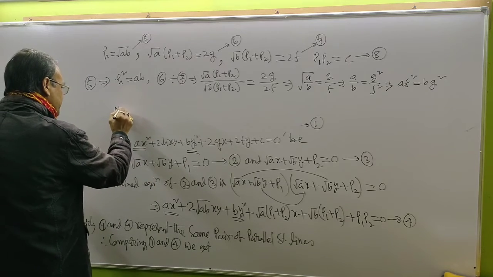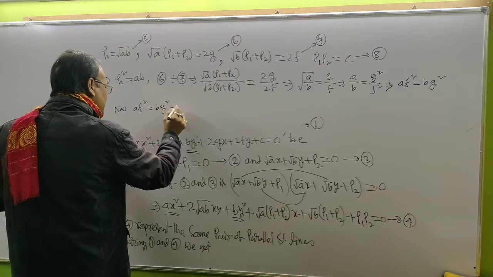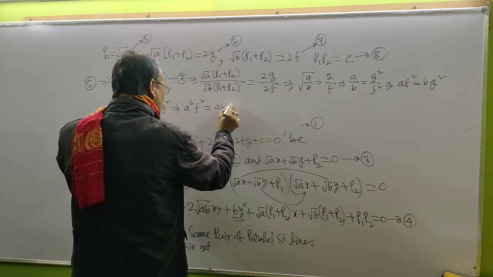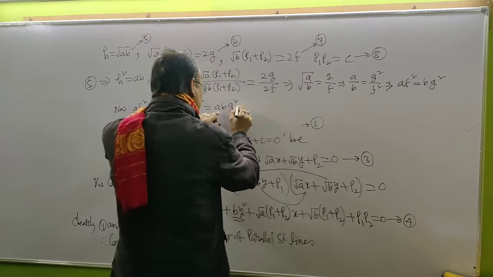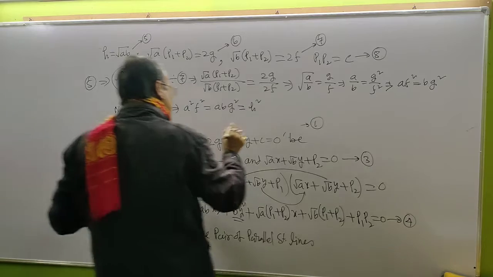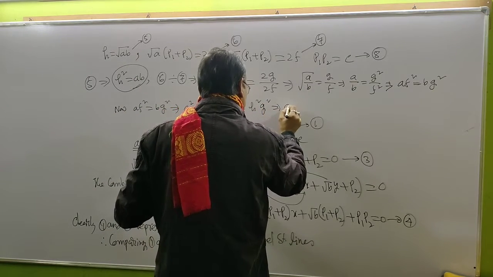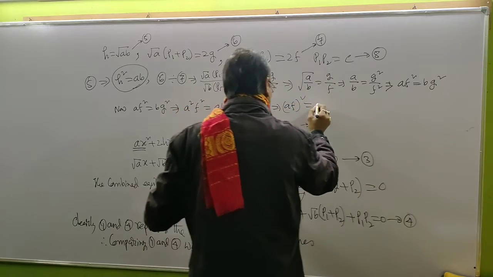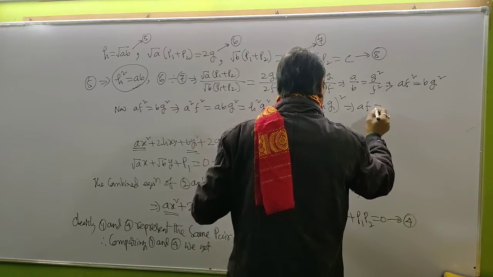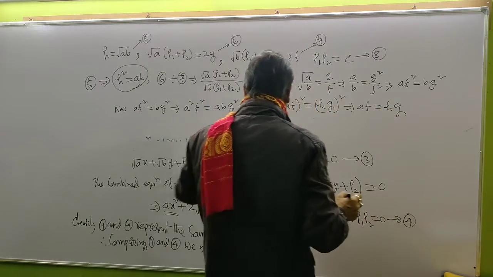Now, a f square equal to b g square. Multiply both sides by a. You will get a square f square equal to ab g square. What is ab? Ab means h square. From this relation, you will get h square into g square. This means af whole square equal to hg whole square. This means af equal to hg. You will get this.